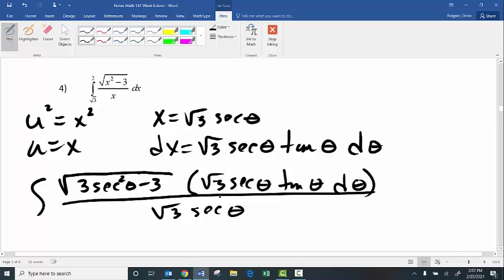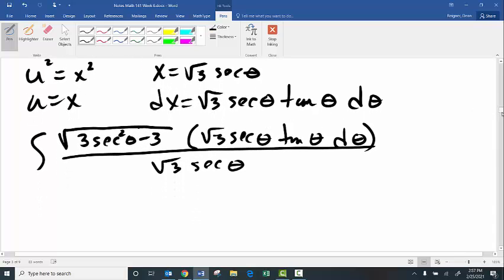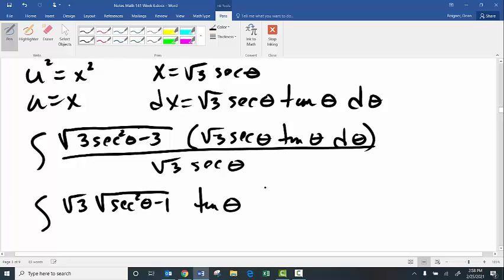So now you can see the root 3 secant theta is going to cancel on the top and the bottom. So that's one thing we're going to simplify. And then the other thing is underneath the square root, we have the square root of 3 secant squared theta minus 3. So we're going to pull out a 3, but that's actually a root 3. So we'll just write integral root 3 and then another root on top. And then we'll write secant squared theta minus 1. And then we have a tangent left, tangent theta, d theta. And then on the bottom, we actually have nothing because the root 3 secant theta canceled each other out.